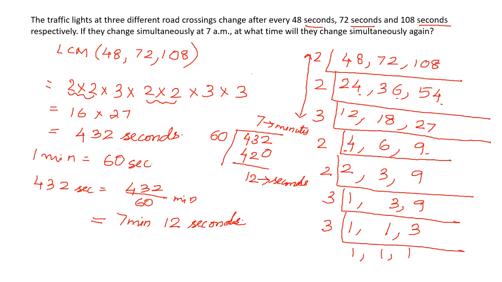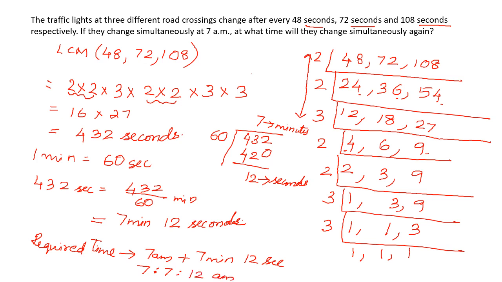Now it has changed. Now it has changed at 7 a.m. So at what time will it be changing again? So we have to find the required time. It has changed at 7 a.m. So it is 7 a.m. plus next change will be in 7 minutes and 12 seconds. So the answer will be 7 a.m. after 7 minutes and 12 seconds.